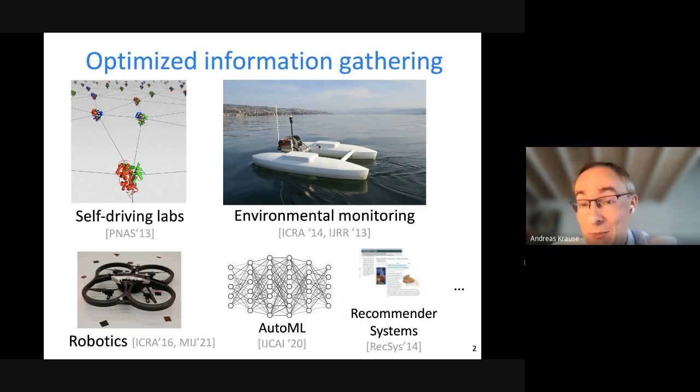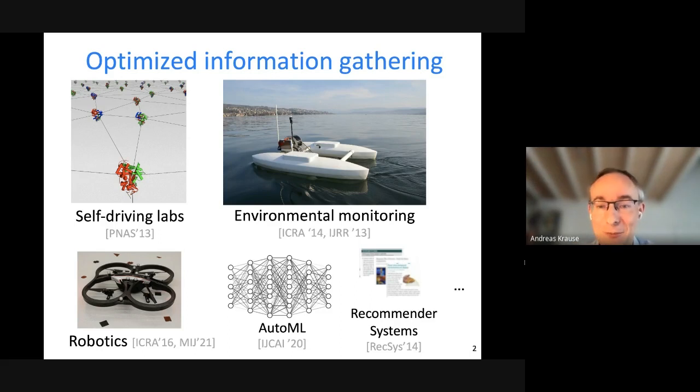In robotics, for example, we might want to plan informative paths for sensors to roam around and monitor water quality in lakes, or learn online to solve complex tasks. And of course, systematic experimentation applies in a lot of other fields like automatic machine learning, recommender systems, and many other tasks.